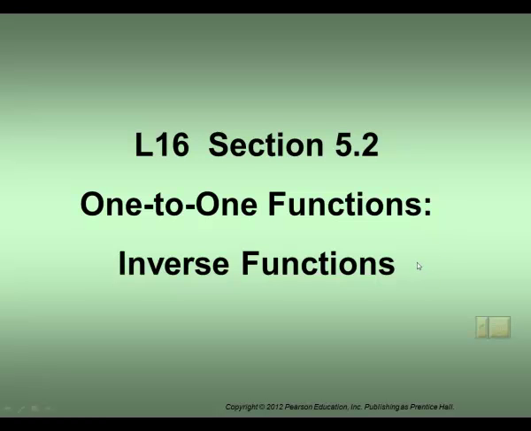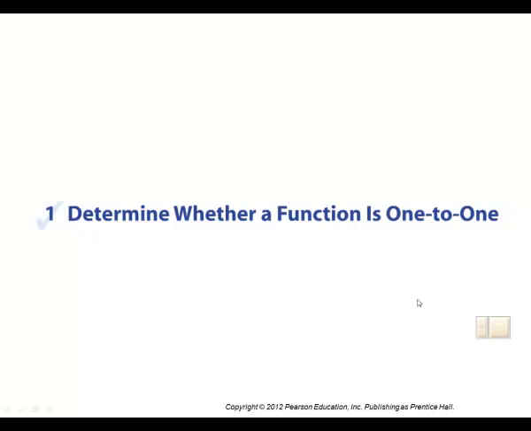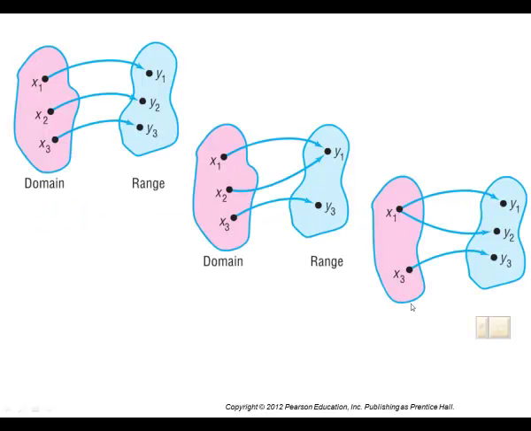This is MAT 175, Lesson 16, Section 5.2, and our lesson is on one-to-one functions and inverse functions. Okay, determine whether a function is one-to-one. First of all, in order to be one-to-one, it has to be a function. In other words, it would have to pass the vertical line test.